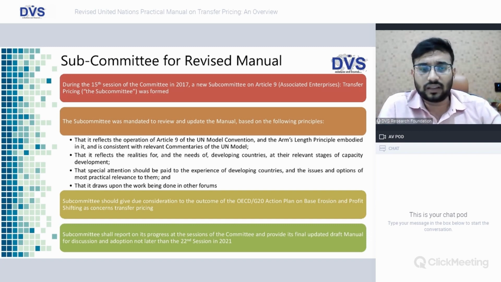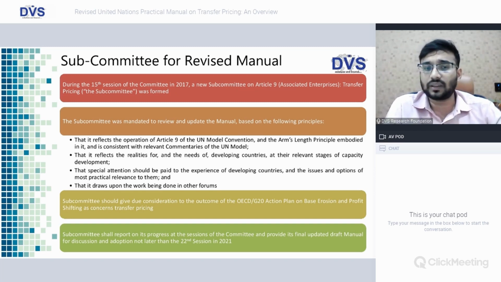One is to reflect the operation of Article 9 of the UN Model Convention and the arm's length principle, and to confirm that it is consistent with relevant commentaries of the UN model, to reflect the realities and the needs of developing countries at the relevant stages of capacity development. The third parameter: special attention should be paid to the experience of developing countries and the issues and options of most practical relevance to them. And the last, it draws upon the work being done in other forums.